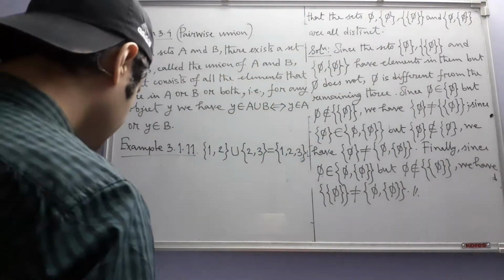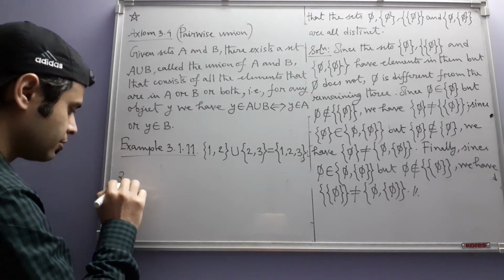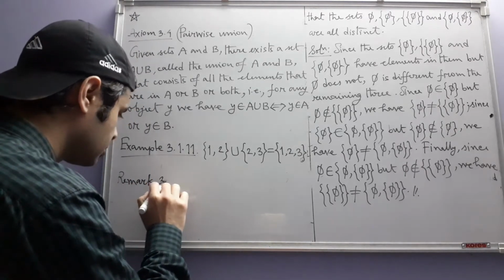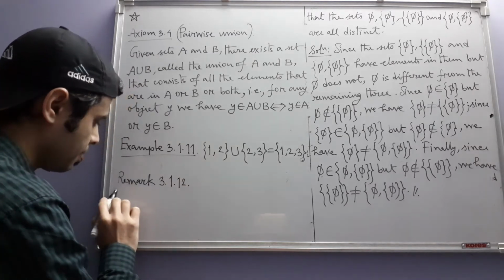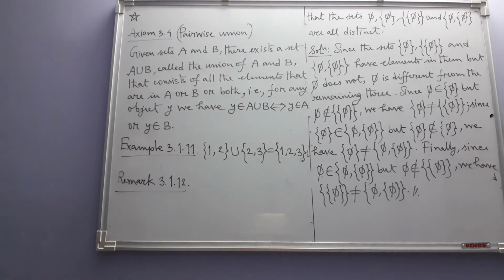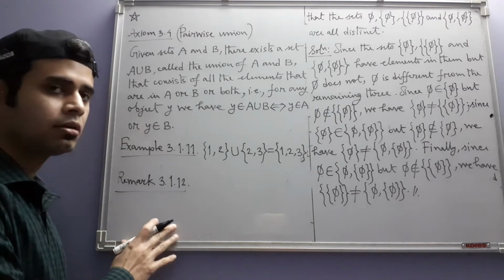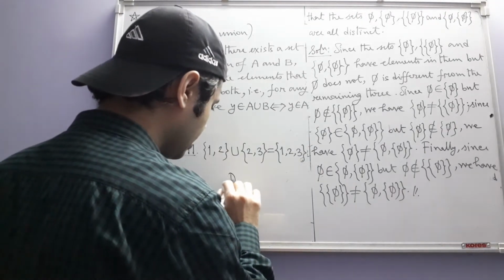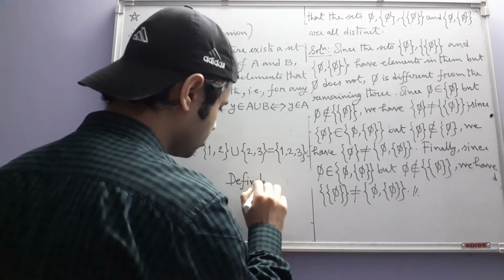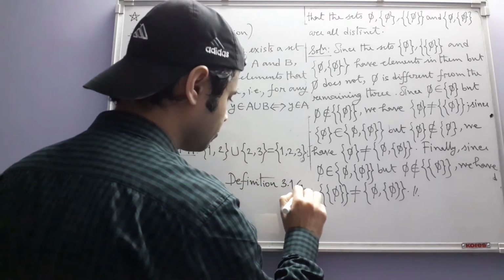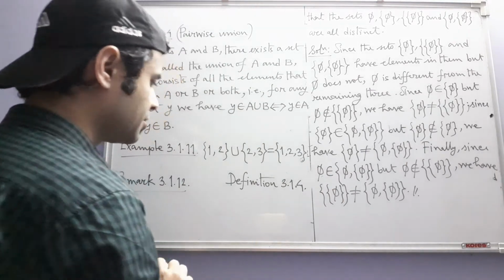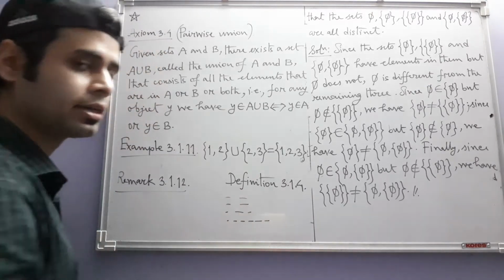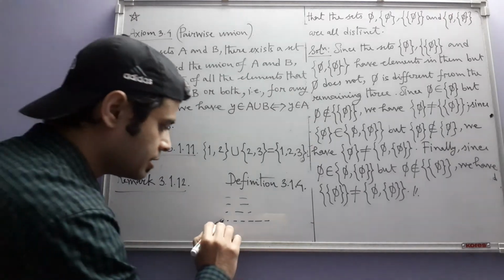Next, there is a remark. This remark is important, although it may seem obvious or even unnecessary. 3.1.12. You see, this concerns the definition of equality of sets. Do you remember when we, after defining equality of sets in definition 3.1.4, said something about reflexivity, symmetry, transitivity, and the substitution axiom? It concerns this substitution axiom.